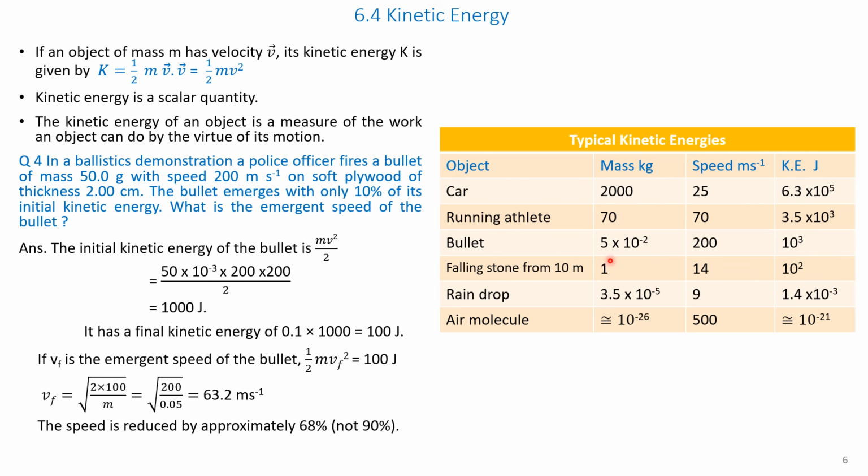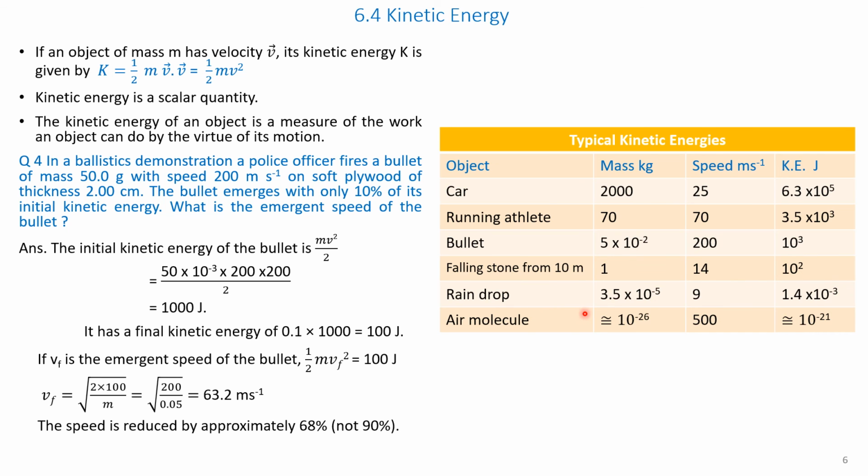A bullet fired with a speed of 200 meters per second and weighing 5 into 10 to the power of minus 2 kg has a kinetic energy of 1000 joules. A falling stone from 10 meter height weighing 1 kg, falling with a speed of 14 meters per second, has a kinetic energy of 10 square joules.